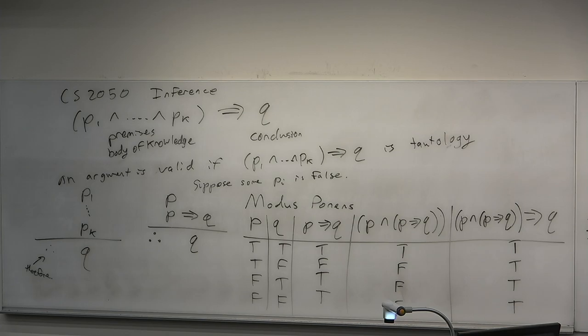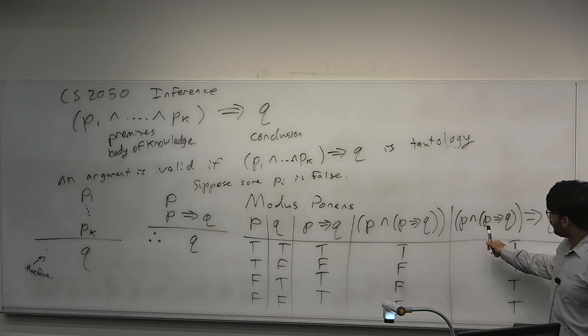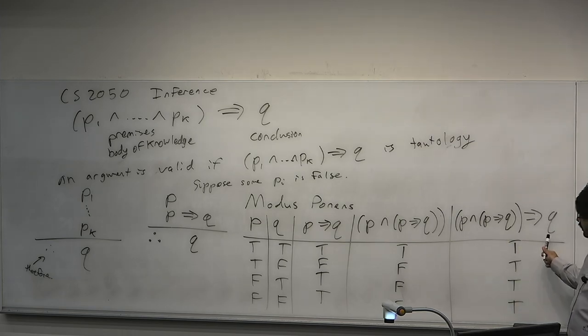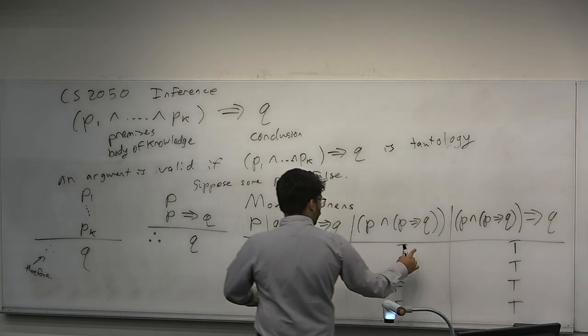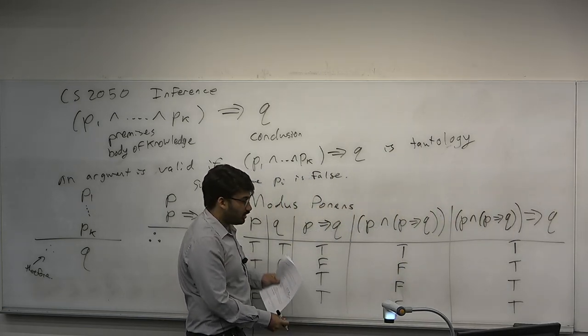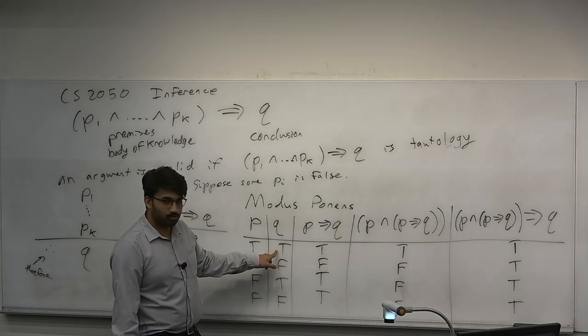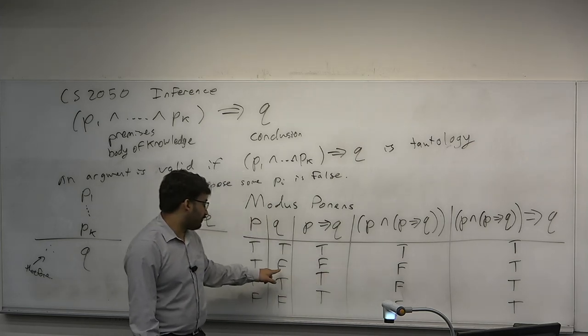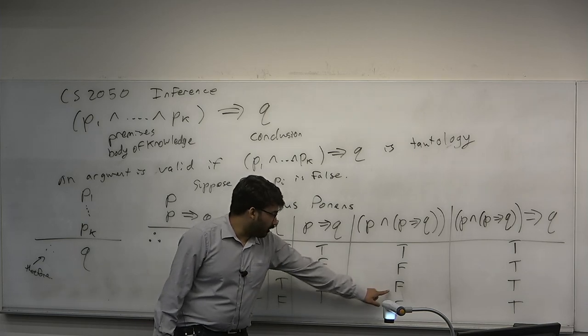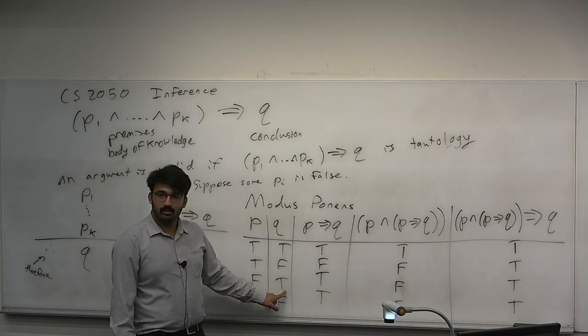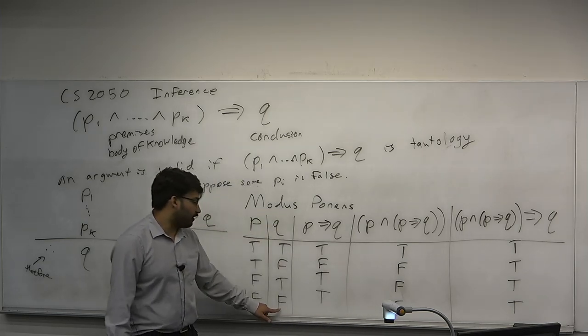Any questions on modus ponens specifically or arguments or inference or anything like this? Yes? Can you go over the last one? The truth table calculation? So we want this implies this, right? So we're going to look to this one and do this one implies this one. Is it true or false? Does true imply true? True. Does false imply false? True. Does false imply true? Yes. Does false imply false? True.